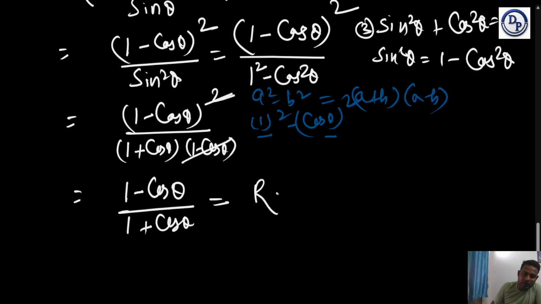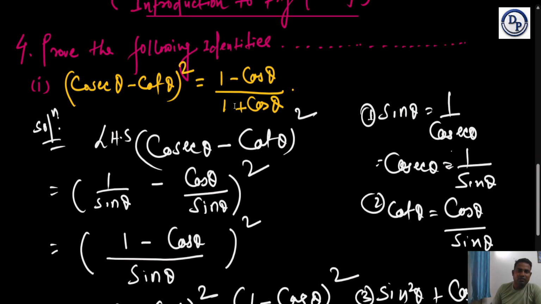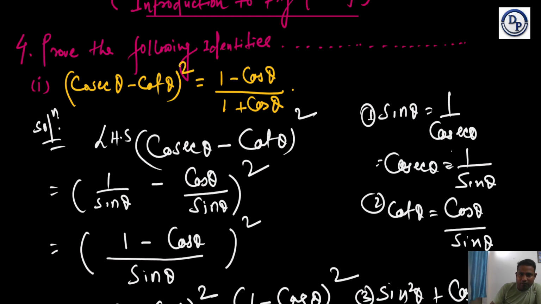Which equals our RHS. Okay, this is how we have solved this problem. Okay, you can see from here. Again, I'm going to describe this problem. What I did from here, simply we took first of all LHS, which equals (cosec theta minus cot theta) square. And we have to stop here for a while and think how can we proceed further.